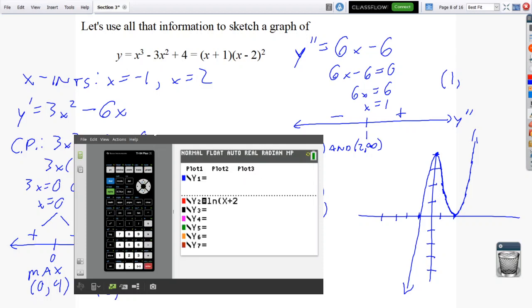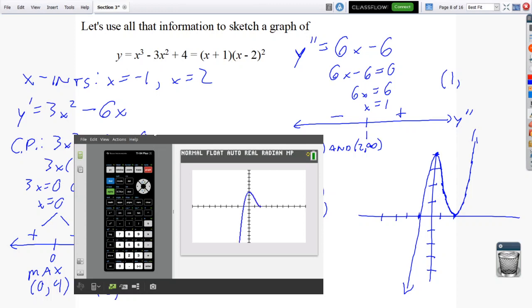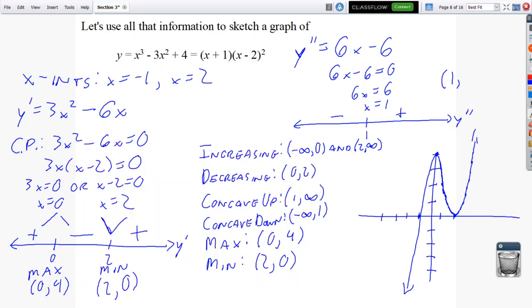There it is. I can type in x cubed minus 3x squared plus 4. Look at that. That's almost exactly what I drew on my paper without having to use my calculator. And it feels so much better when I do stuff without my calculator. So much better. All right.